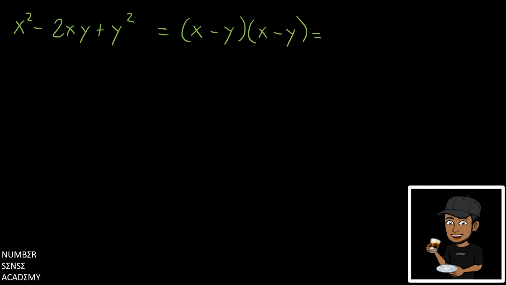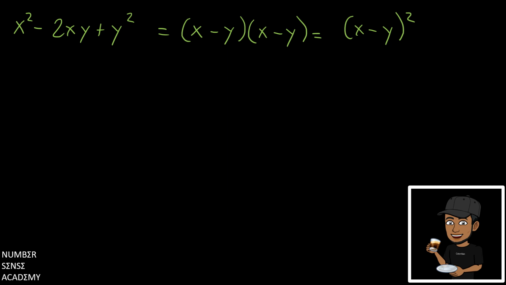All right, another example. If you're able to spot an expression in this form, x squared minus 2xy plus y squared, then what this becomes is just x minus y times x minus y, which is the same as x minus y squared. Right? But in order for this to be true, you have to be able to spot this.